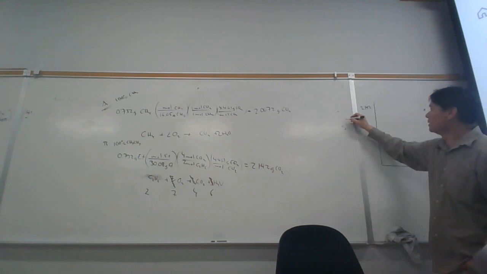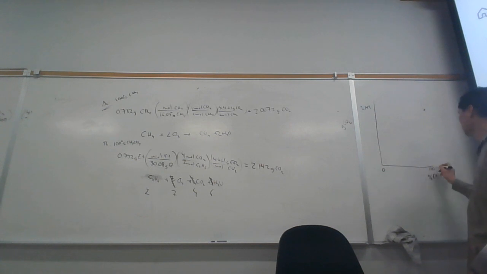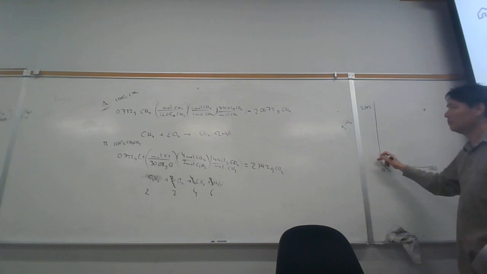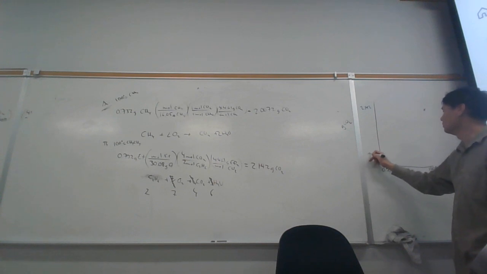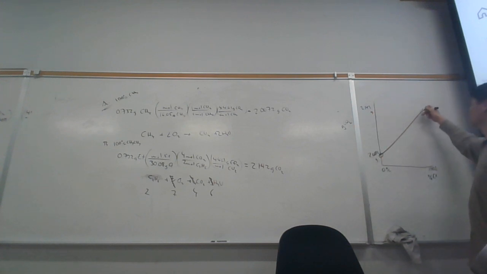This will be grams of CO2. And if we have 0% ethane, then it's all methane, so we'll end up with 2.0072 grams. And this will just be a straight line.